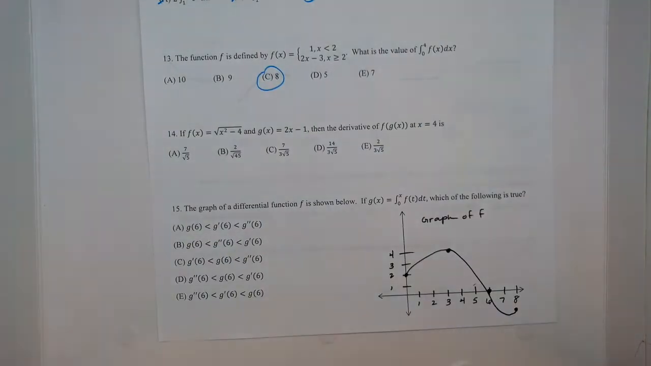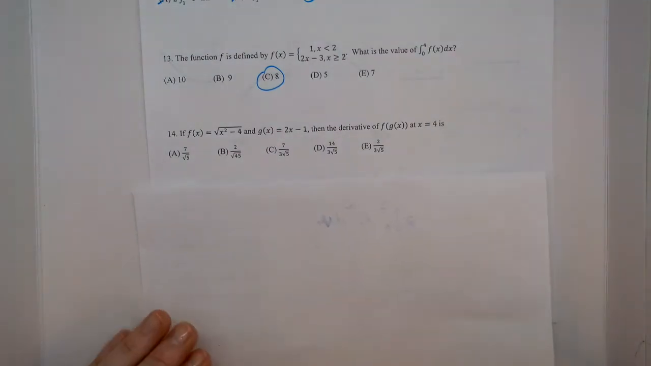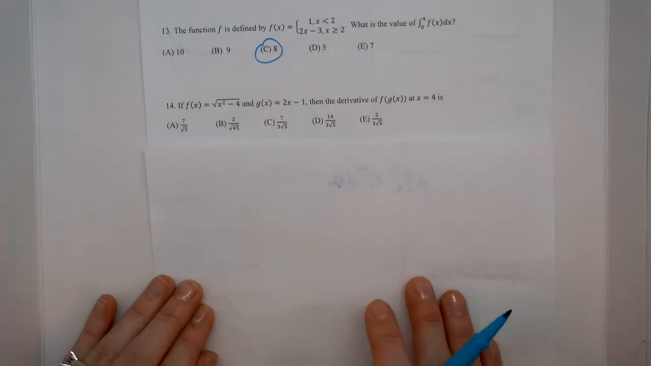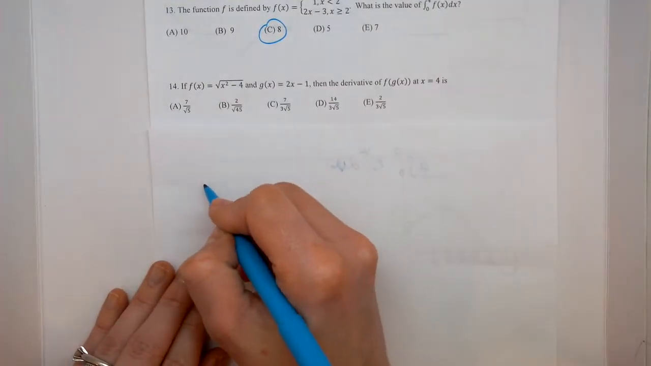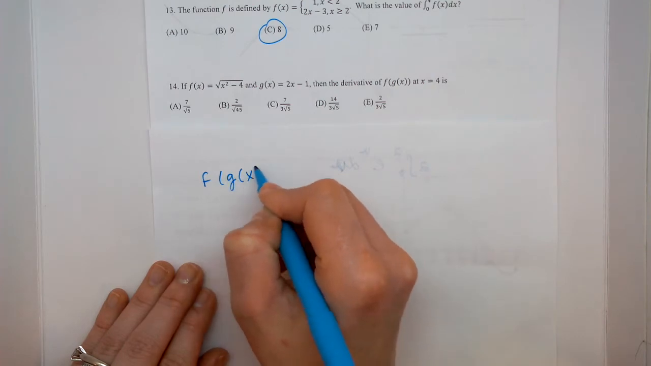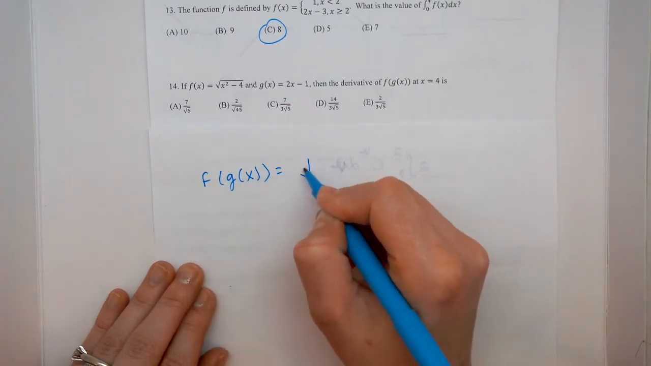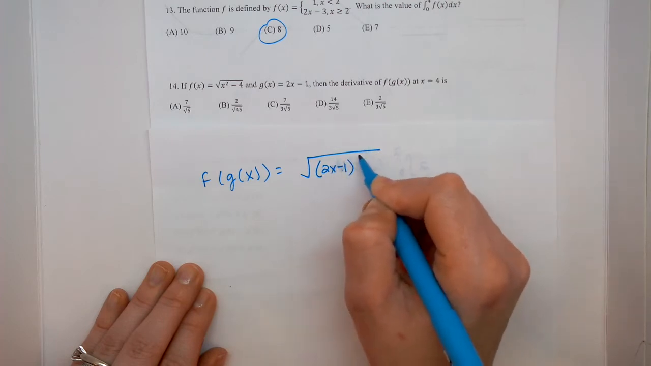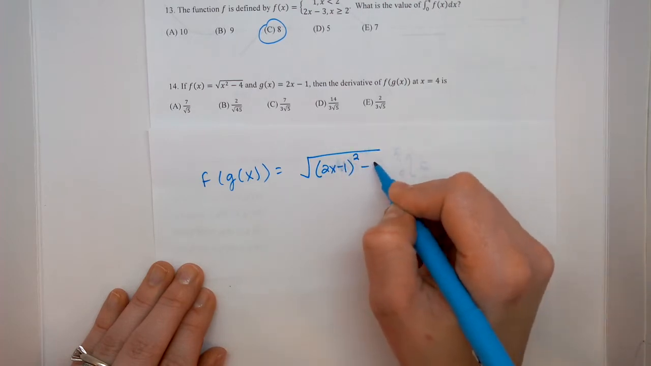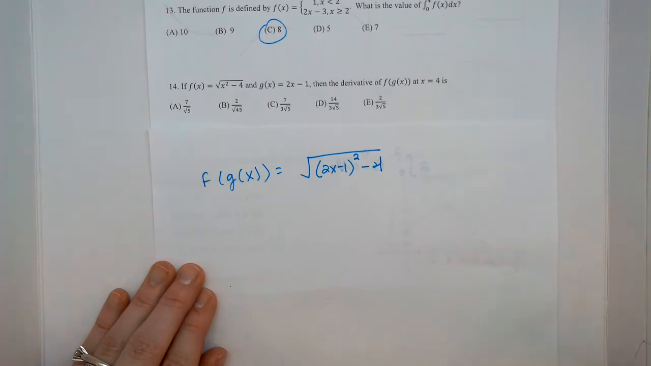Okay, on number 14, it says if f of x is equal to x squared minus 4, and g of x is equal to 2x minus 1, then the derivative of f of g of x is equal to, at x equals 4, is. So let's start by finding f of g of x. This is a composite function. So we just take out the x's and put g in its place. So instead of x squared, we have 2x minus 1 squared, and then keep the minus 4.